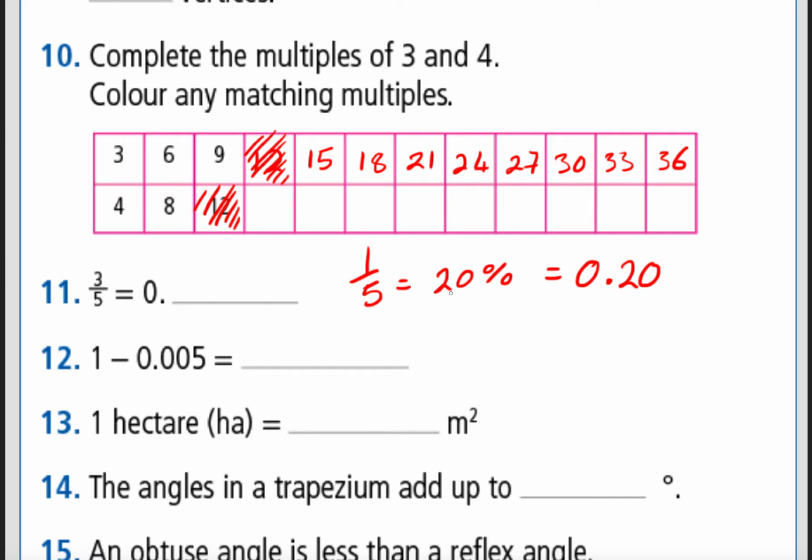3/5 would be 60%, and it would be 0.60. And in fact, you can leave out that last 0 there if you like.